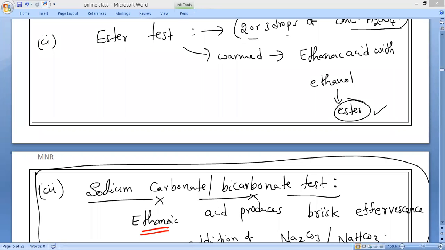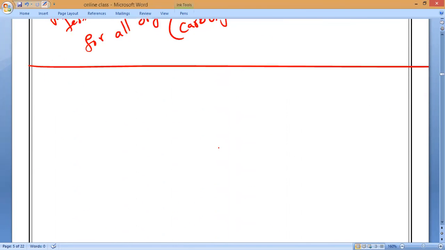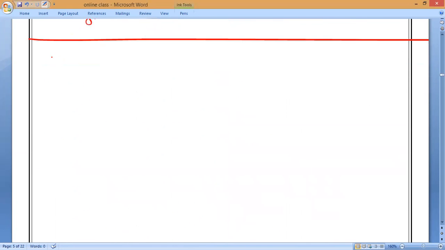Like alcohols, which we use in medicines, tinctures, tablets and all, in the same way ethanoic acid also has some importance. After that we'll go to the last concept of this chapter, soaps and detergents. So please all of you write uses of ethanoic acid. First, where are we using it, guys? Preparation of vinegar.